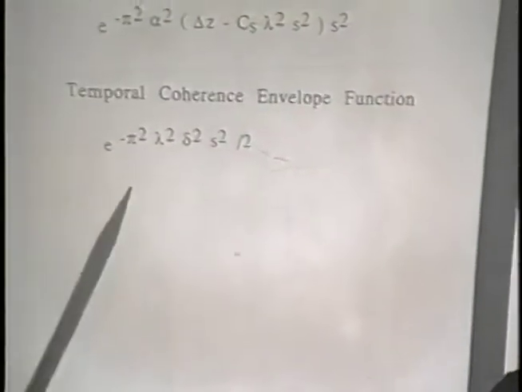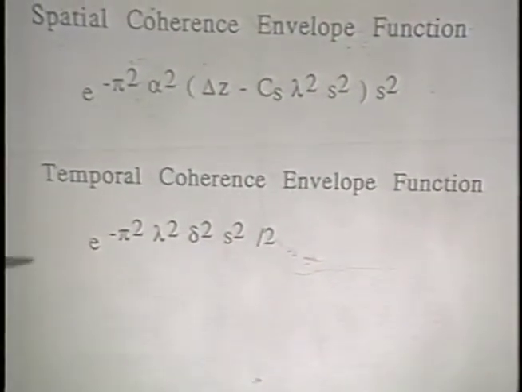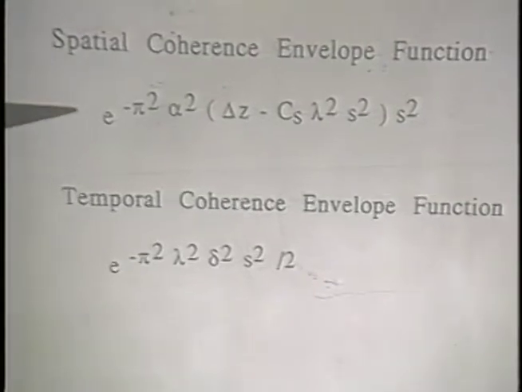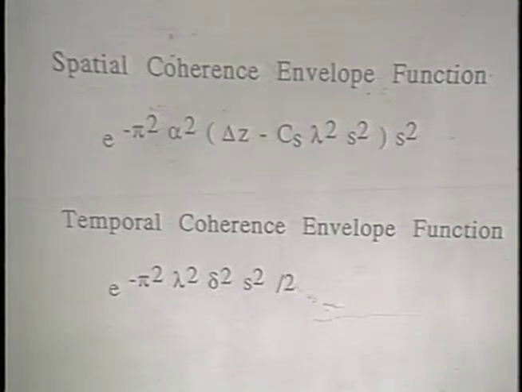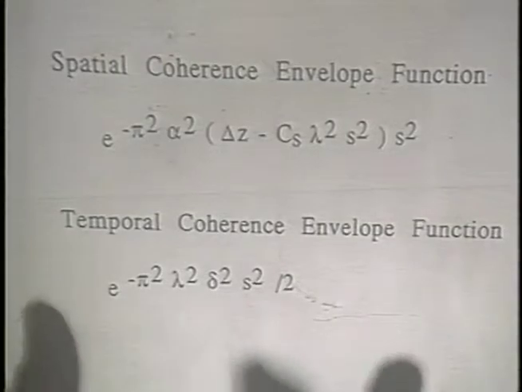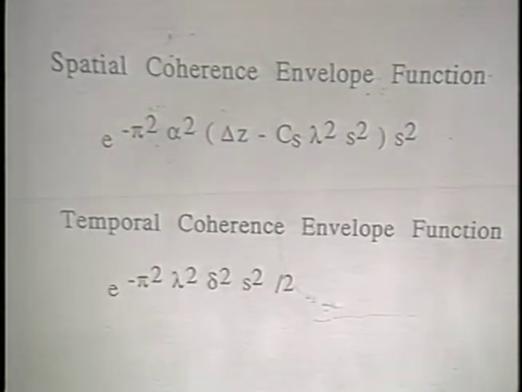So in both of these envelope functions, there are parameters that do not depend on the wavelength, but both of them have factors of the wavelength in the exponential. So as the wavelength is decreased, these exponents in each case decrease, and so the contrast retains good value to higher resolution.